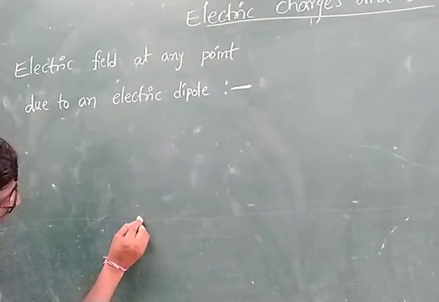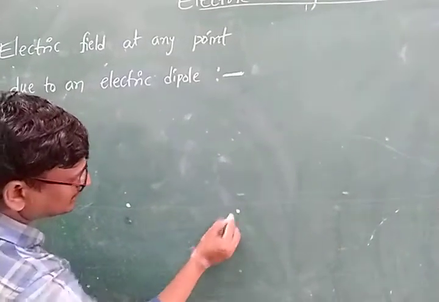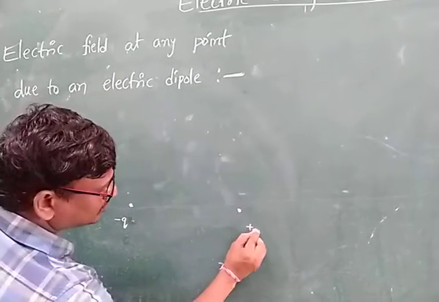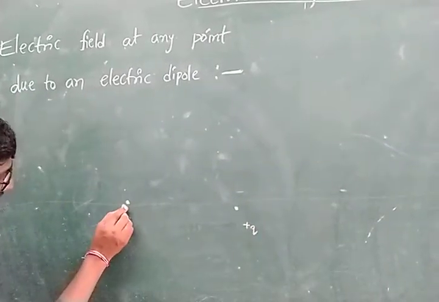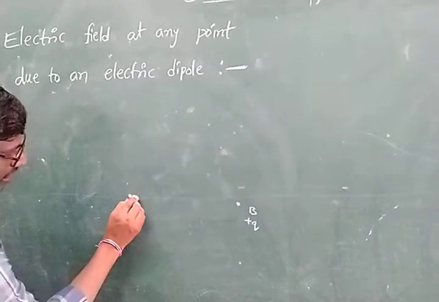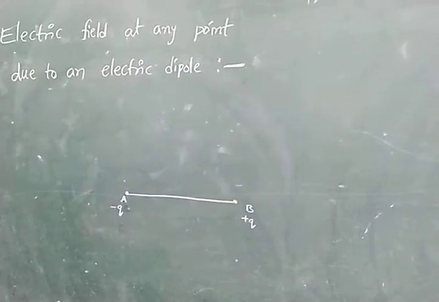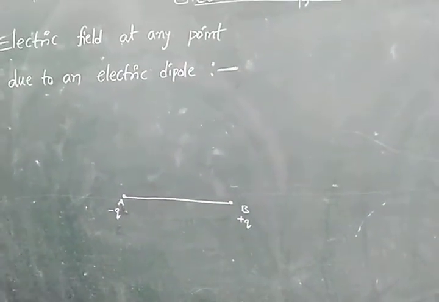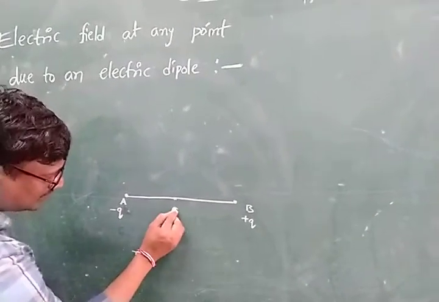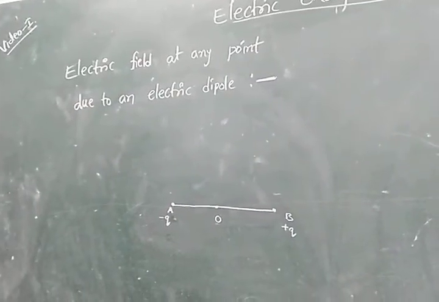Let us consider a dipole. Dipole means how many charges are there? Two charges, one negative and one positive, placed at points A and B, separated by a distance 2a. Its center is considered O.